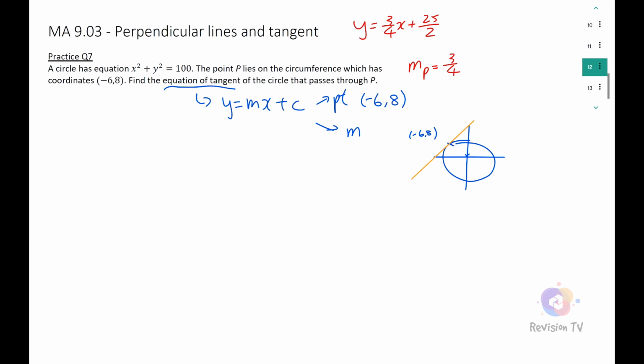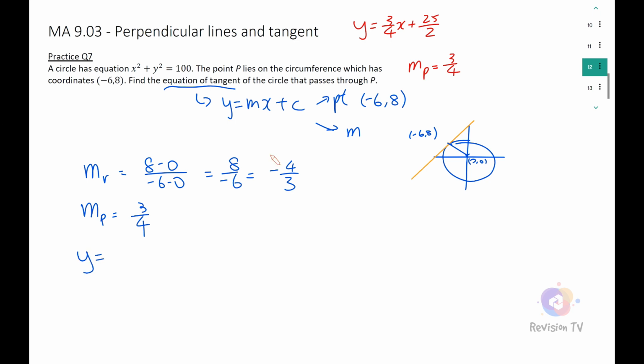So what you need is to find the gradient of the tangent, the gradient of the orange line. You'll first need to find the gradient of the radius. So the gradient of the radius, m radius, is 8 minus 0 over -6 take away 0, because you're working out the gradient between these 2 points. So that will give you 8 over -6, which is -4/3. Therefore, the gradient for the perpendicular line is the negative reciprocal, 3/4.